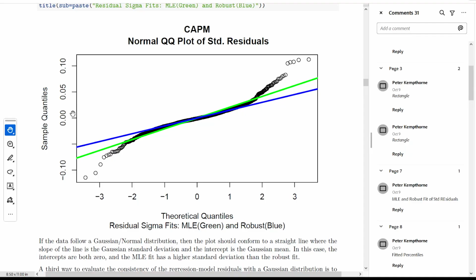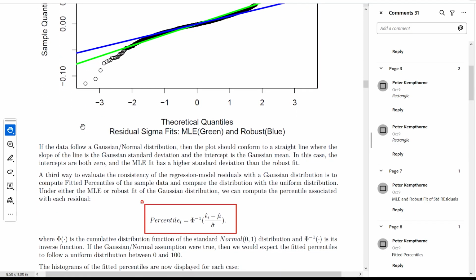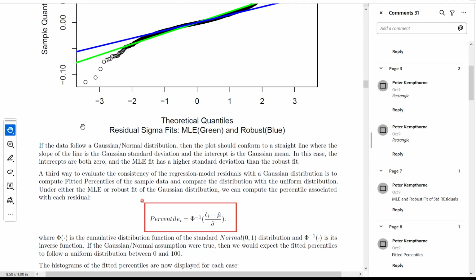But what we have is a robust estimate of the standard deviation of the residuals that gives us this blue line, and the robust estimate of the residual variance is based on the interquartile range of the residuals. So the middle 50%: what kind of standard deviation would match the middle 50% range of the residuals? And there's an argument that this robust estimate might in fact be better.